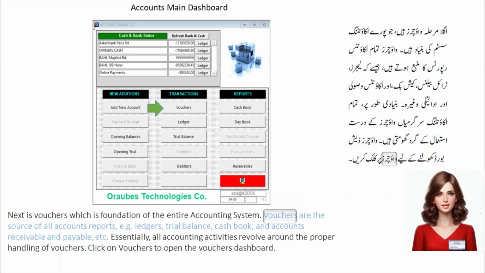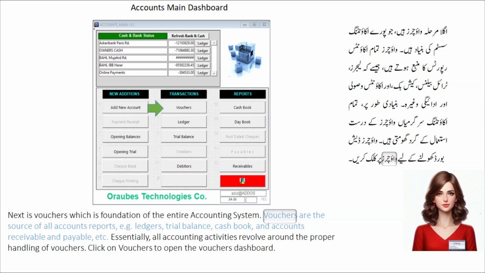Next is Vouchers, which is the foundation of the entire accounting system. Vouchers are the source of all accounts reports, for example, ledgers, trial balance, cash book, and accounts receivable and payable, etc. Essentially, all accounting activities revolve around the proper handling of vouchers.